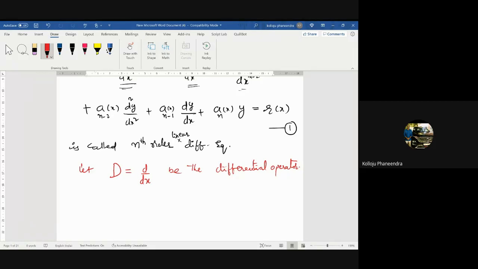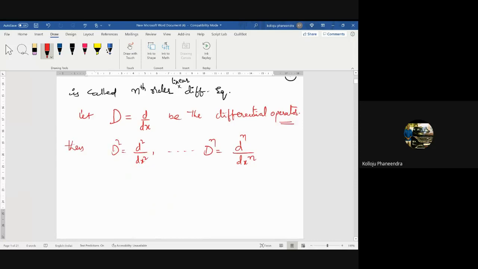For that, we introduce a capital letter D. D stands for derivative with respect to x. Remember, D means first derivative, d by dx, the differential operator. Then D square means double derivative, and so on. The nth derivative is represented by d power n by dx power n. This is the operator.